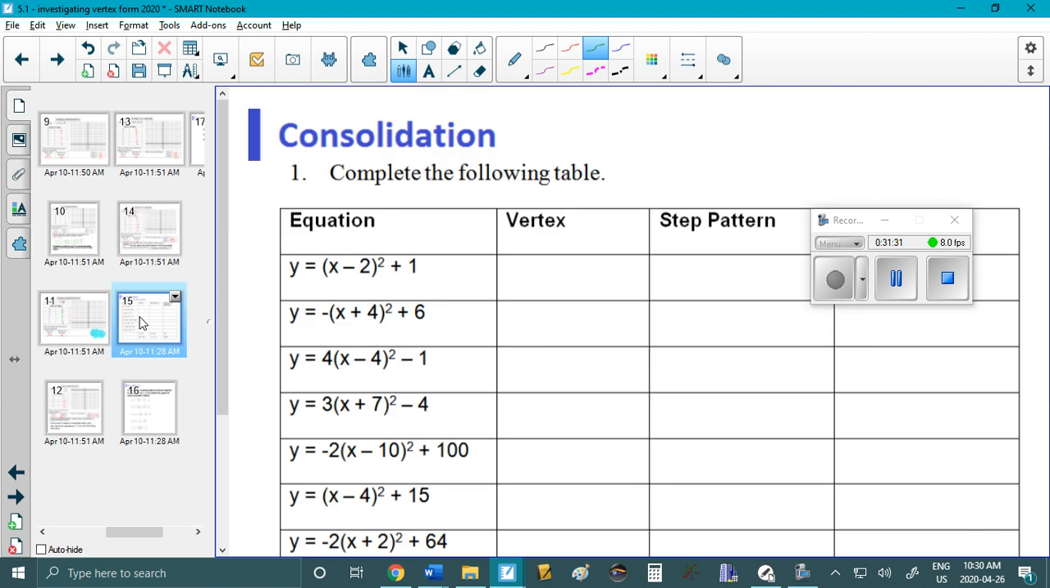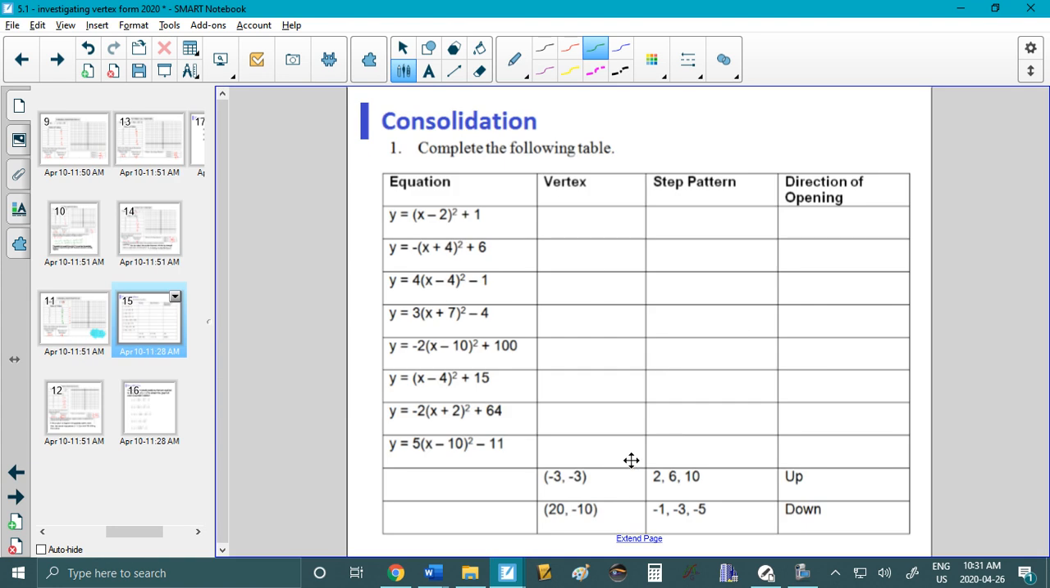All right, here comes the consolidation part to see if you know what's going on. The goal here is that you can fill in this whole table without using Desmos. So to start, let me show you here. The vertex of this is this number, but with the sign change. So positive 2, and the y value is just this, 1. The step pattern is whatever the a value is. And notice if there isn't an a value, it's 1. Okay, so this is normal. So the step pattern is 1, 3, 5. And the direction of opening, if a is positive, it goes up. If a is negative, it goes down. In this case, it's positive.